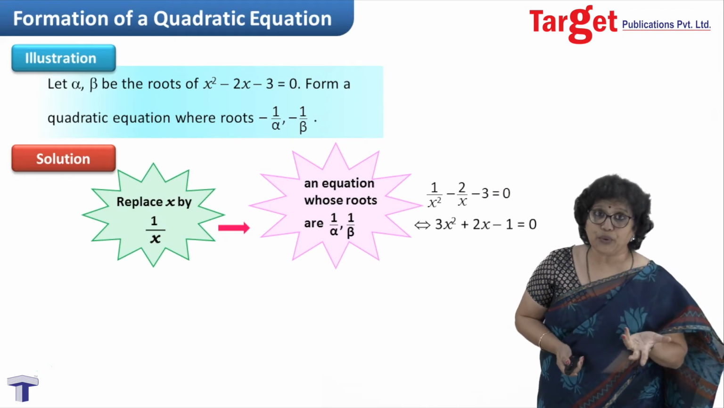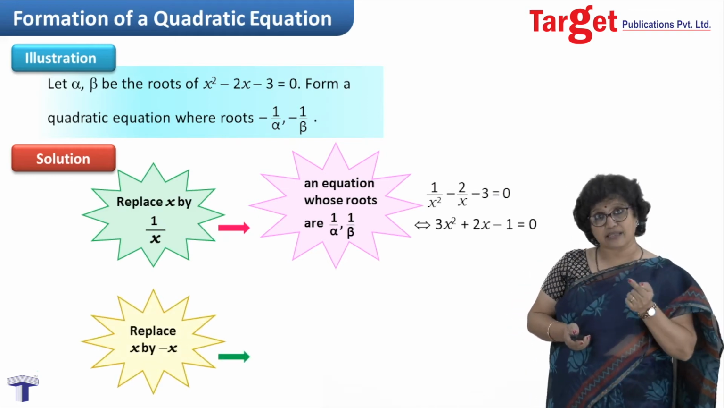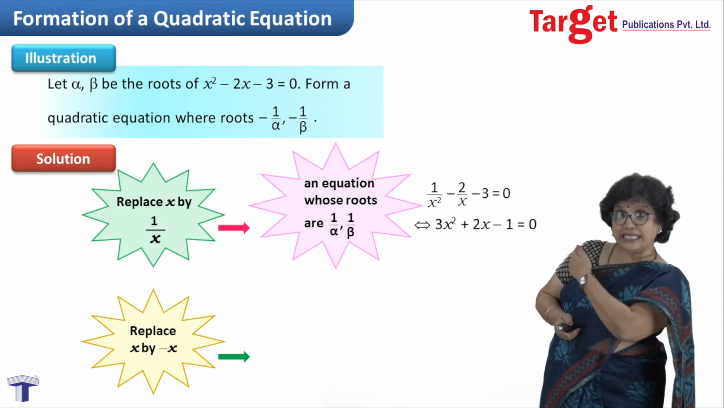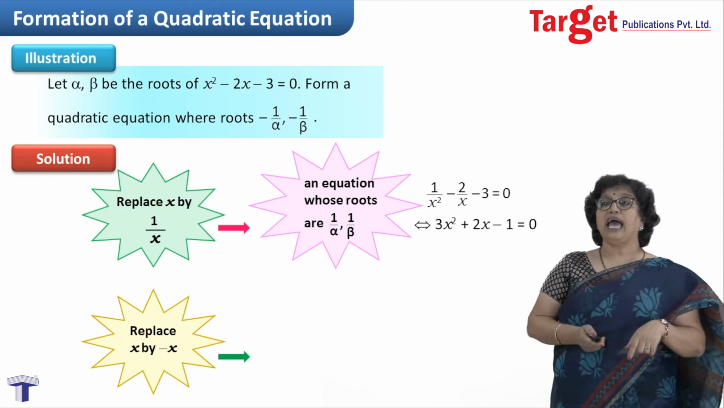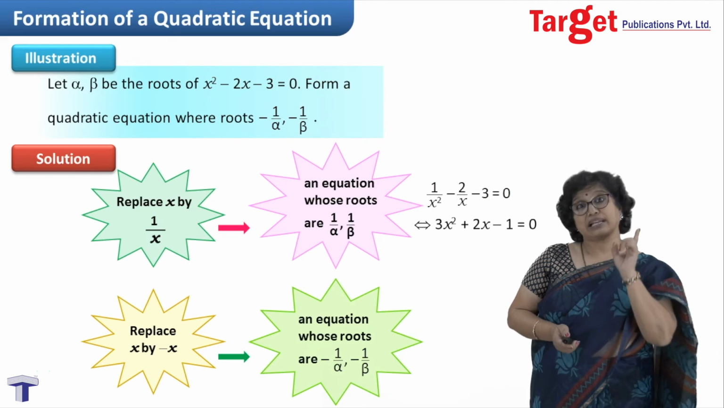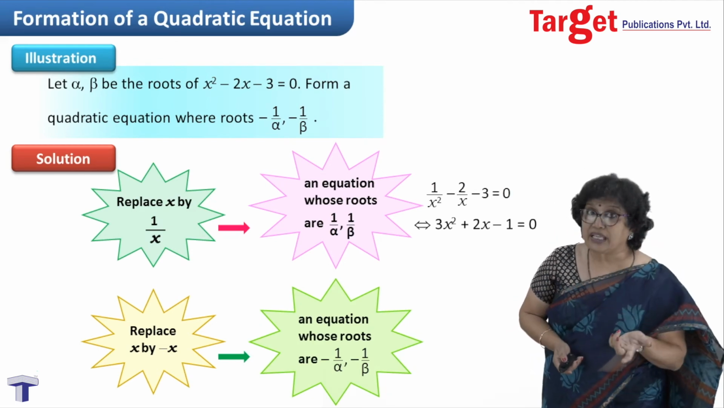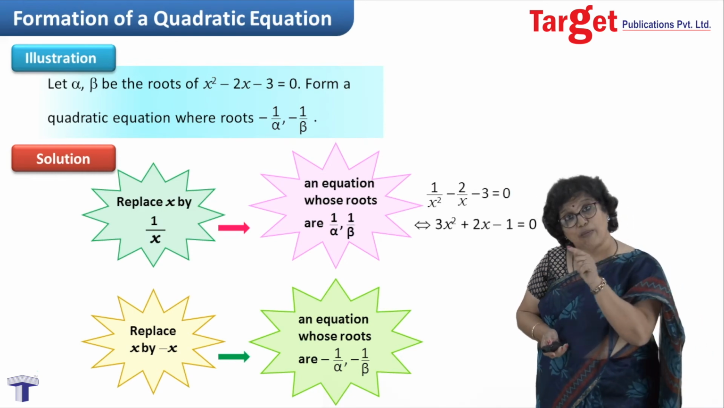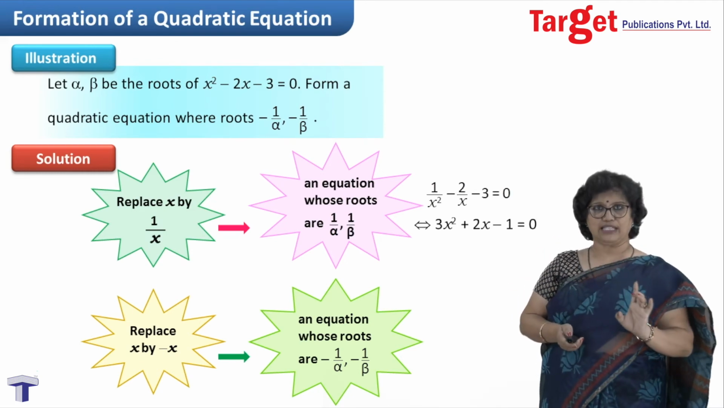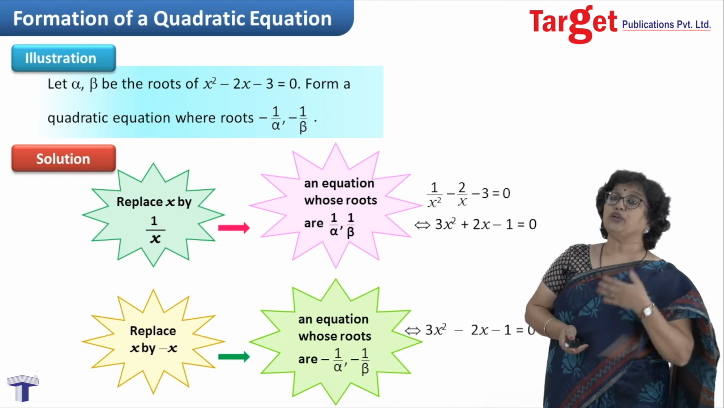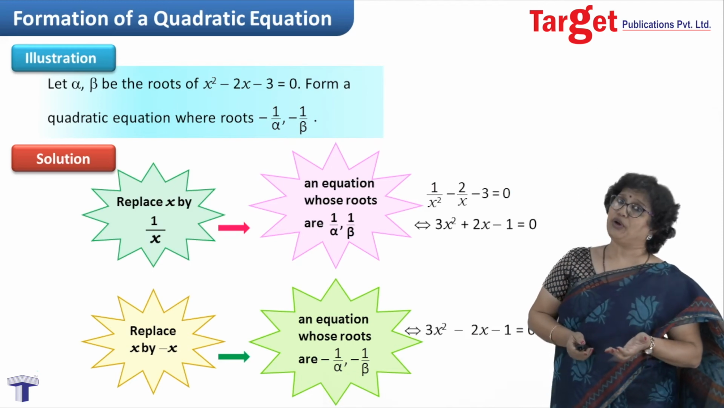For that, what will we have to do? We will have to replace now x by minus x in the recent equation which we have derived here. And by doing that, we will get finally, on simplification, the final answer. Now, by doing this, what are we achieving? We are achieving minus 1 upon alpha and minus 1 upon beta as the roots. And when you replace x by minus x, you will get your final answer.